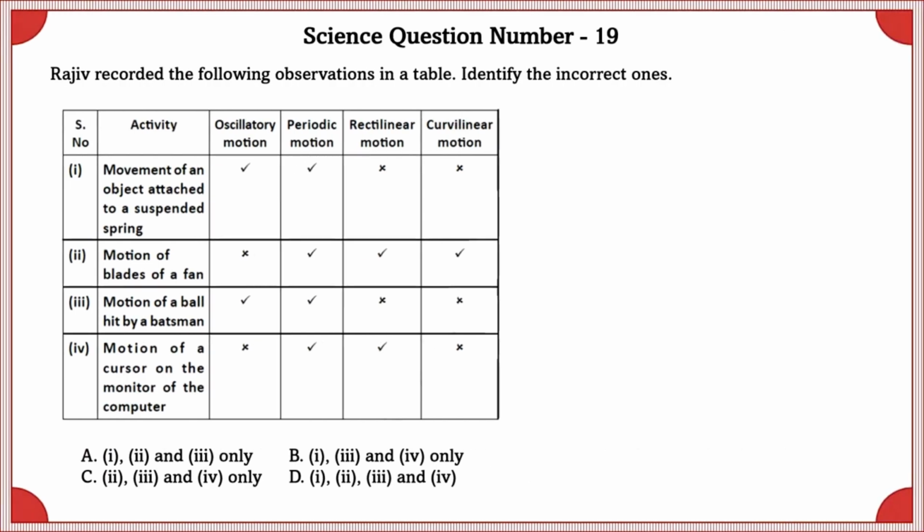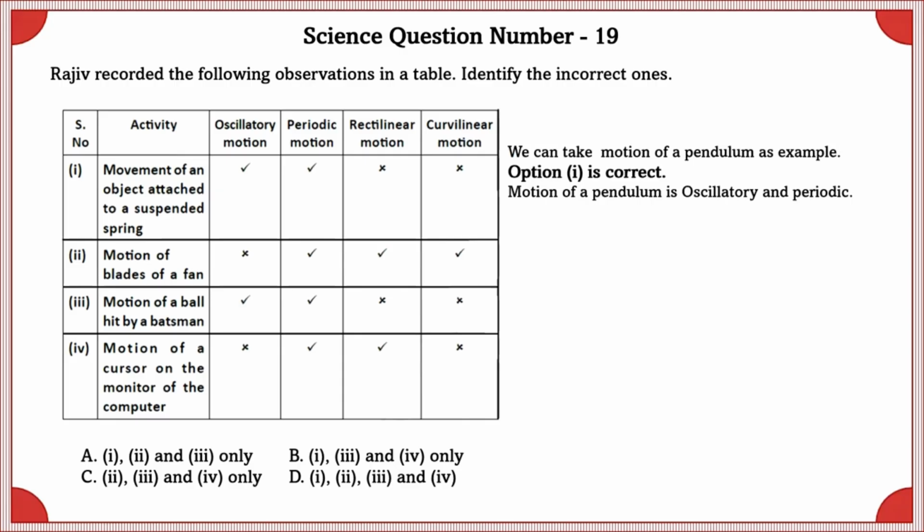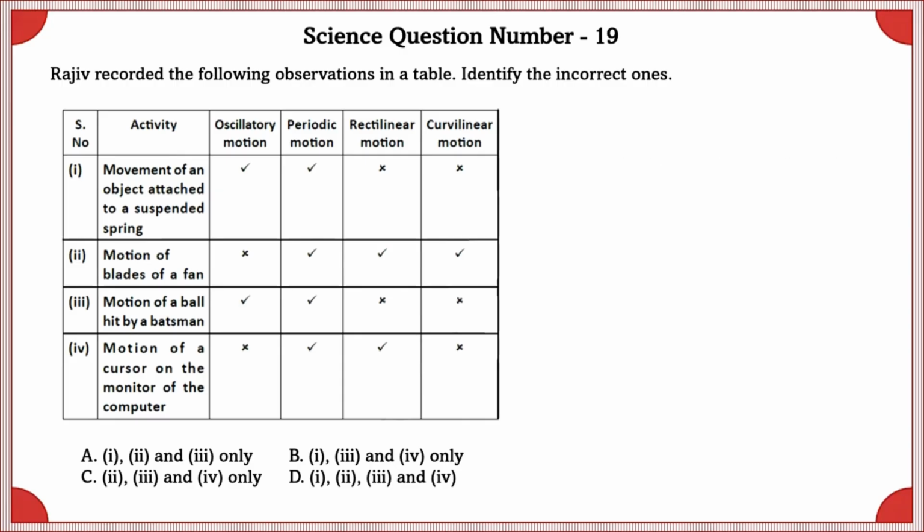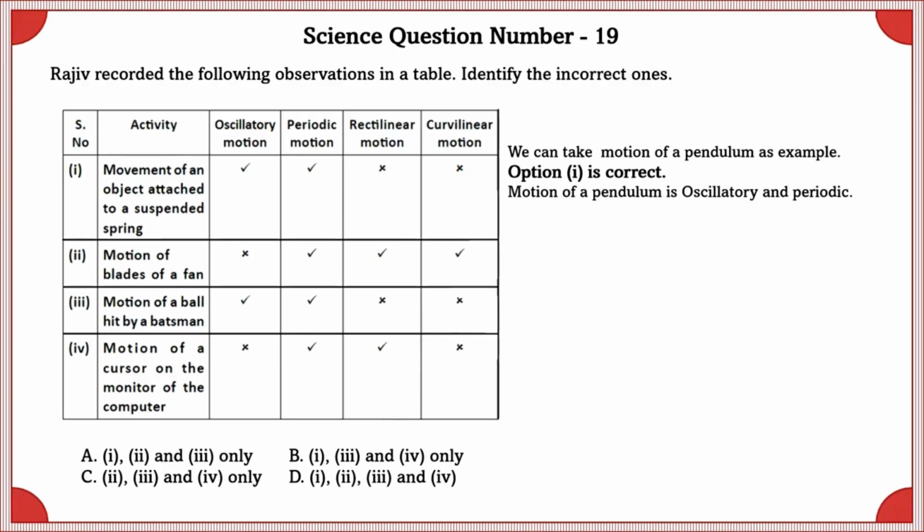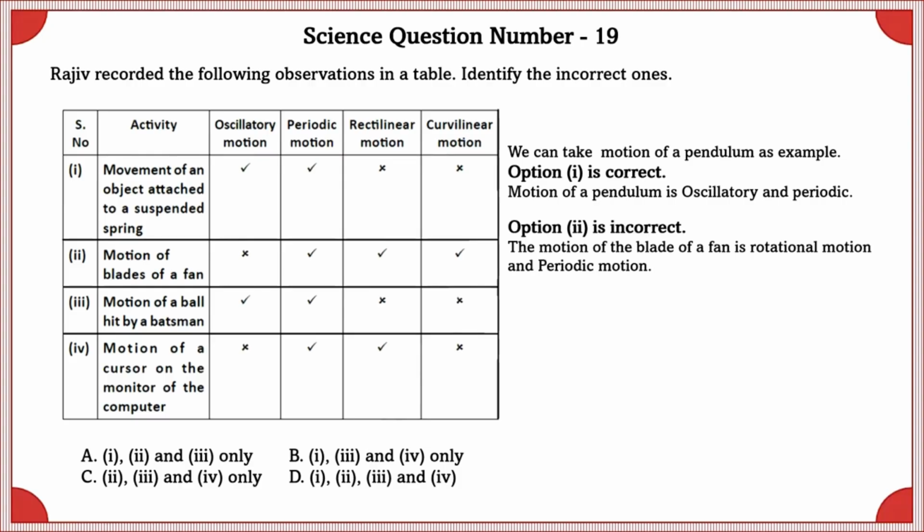Science question number 19. Rajiv recorded the following observations in a table. Identify the incorrect ones. Option 1. Movement of an object attached to a suspended spring. We can take motion of pendulum as example. Option 1 is correct. Motion of pendulum is oscillatory and periodic. Motions of blades of a fan. Option 2 is incorrect. The motion of the blade of a fan is rotational motion and periodic motion.